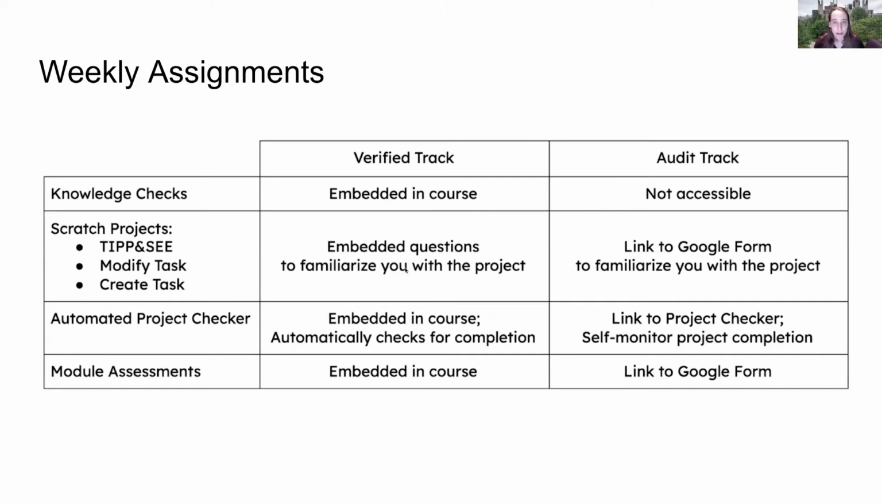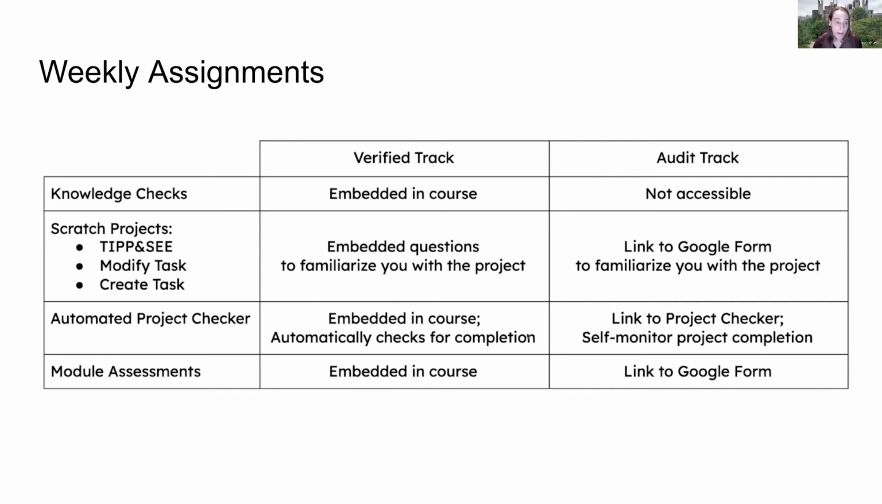So in the verified track, this is all embedded into Studio, where all the graded parts are embedded into Studio. But we might send you to checklists that are on forms just for you to keep track of your work. Whereas if you're on the audit track, those same questions that are embedded into Studio for students on the verified track, that's going to be on a Google form outside of Studio for you.